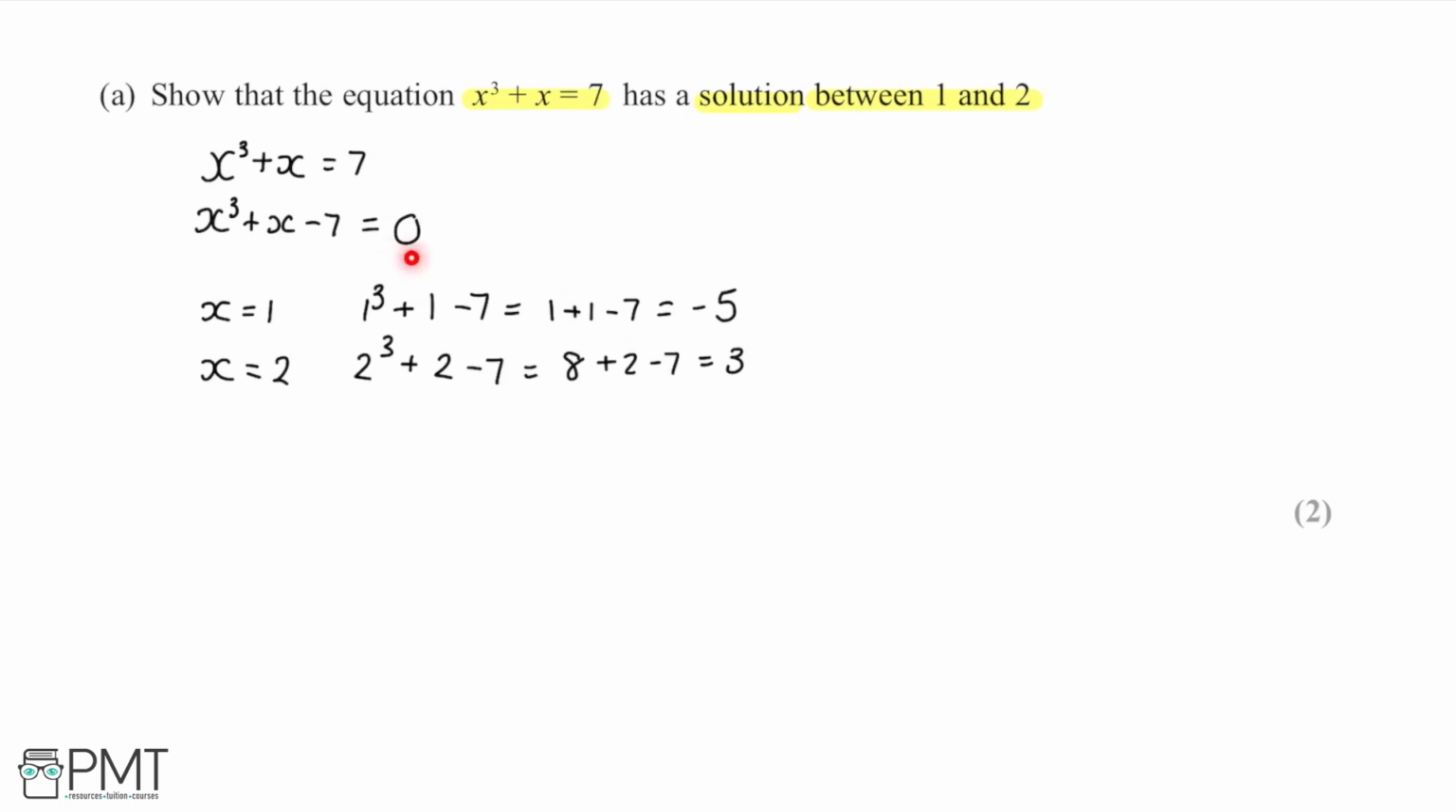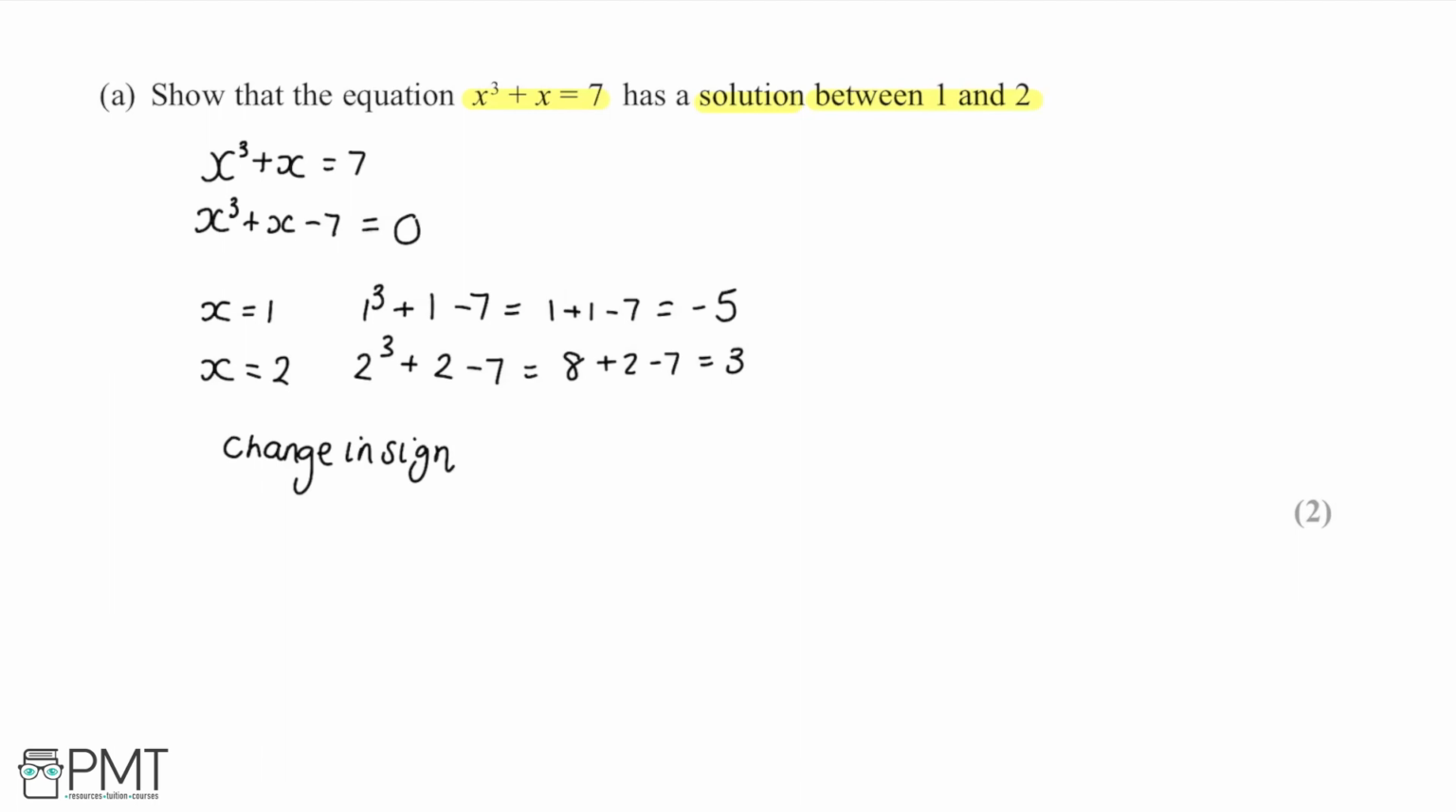So we're looking for a value of 0. So when the x value is the solution, when we substitute that value into here, we're going to get 0. However, when we use 1 and 2, we get a value of minus 5 and 3. What I'm noticing here is that we have a negative when x equals 1 and a positive when x equals 2. Minus 5 is less than this value of 0, and 3 is greater than this value of 0. So what we can write down is that there's a change in sign.